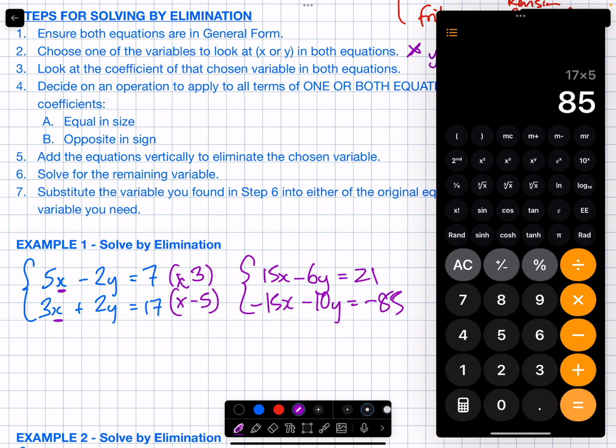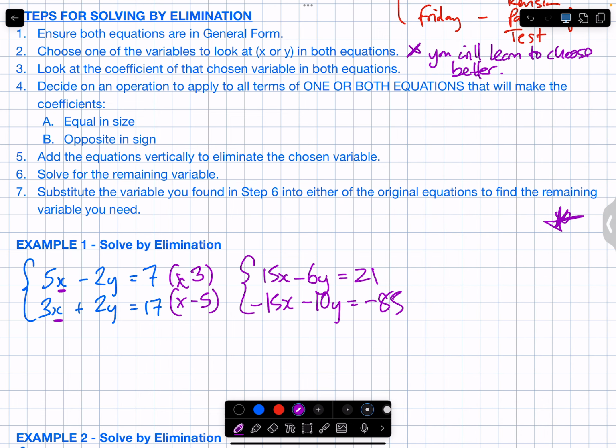17 times 5, 85. Have I done an operation to both of these to make the coefficient of x, which was chosen by our student here, same size but opposite sign? Yes? That's step 4. Okay?